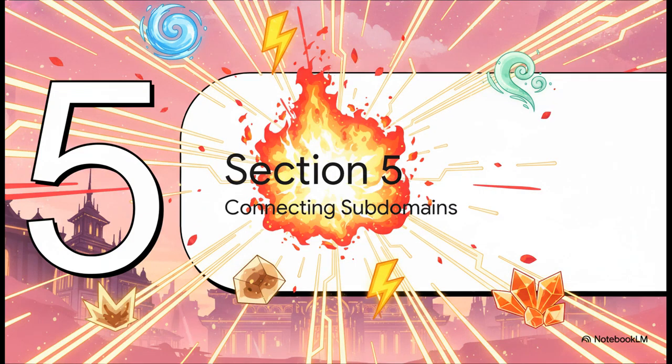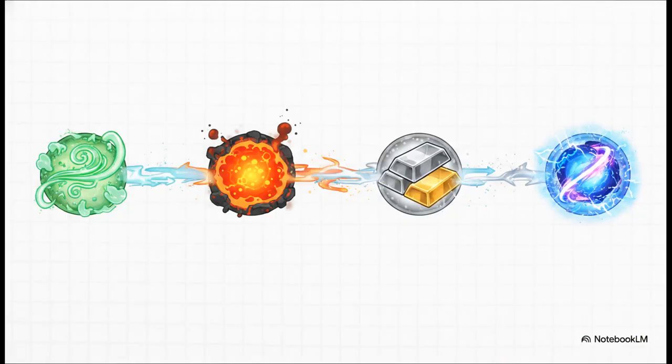Section 5. Connecting the elemental subdomains. Triggering that ignition is an amazing feat on its own, for sure. But true elemental mastery is about sustaining a massive chain reaction. The domain of fire isn't just one isolated room, it's a sequence, an entire architecture. It starts in the air domain because, of course, wind is the prerequisite wave you need to sustain any flame.